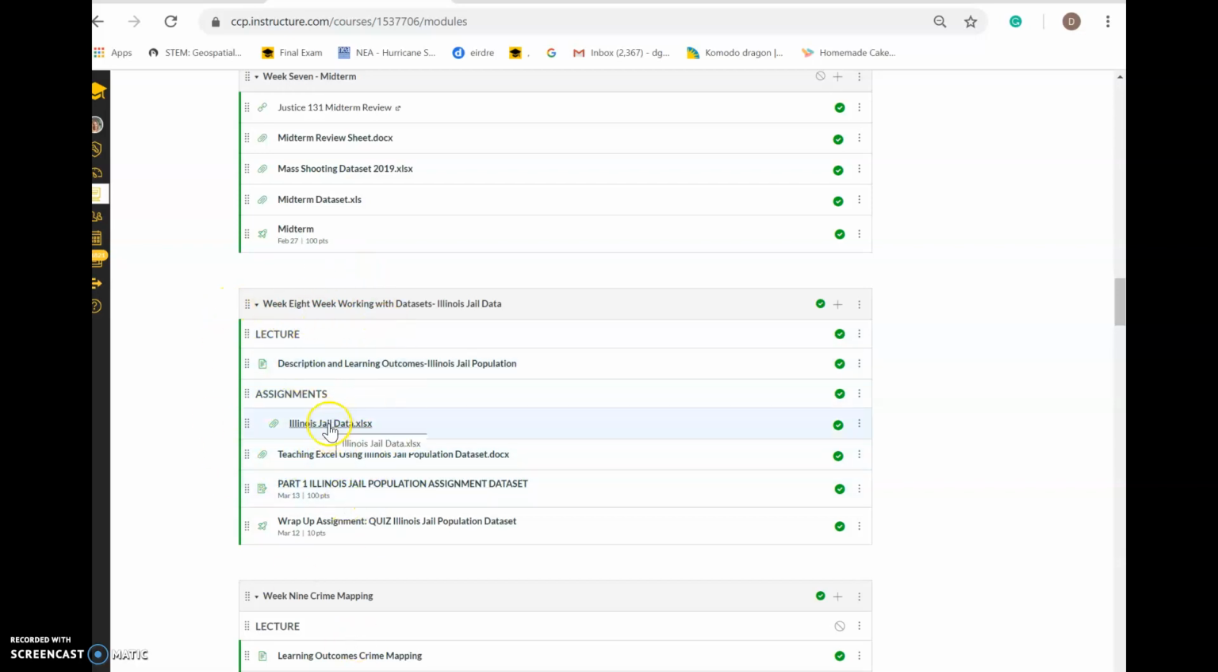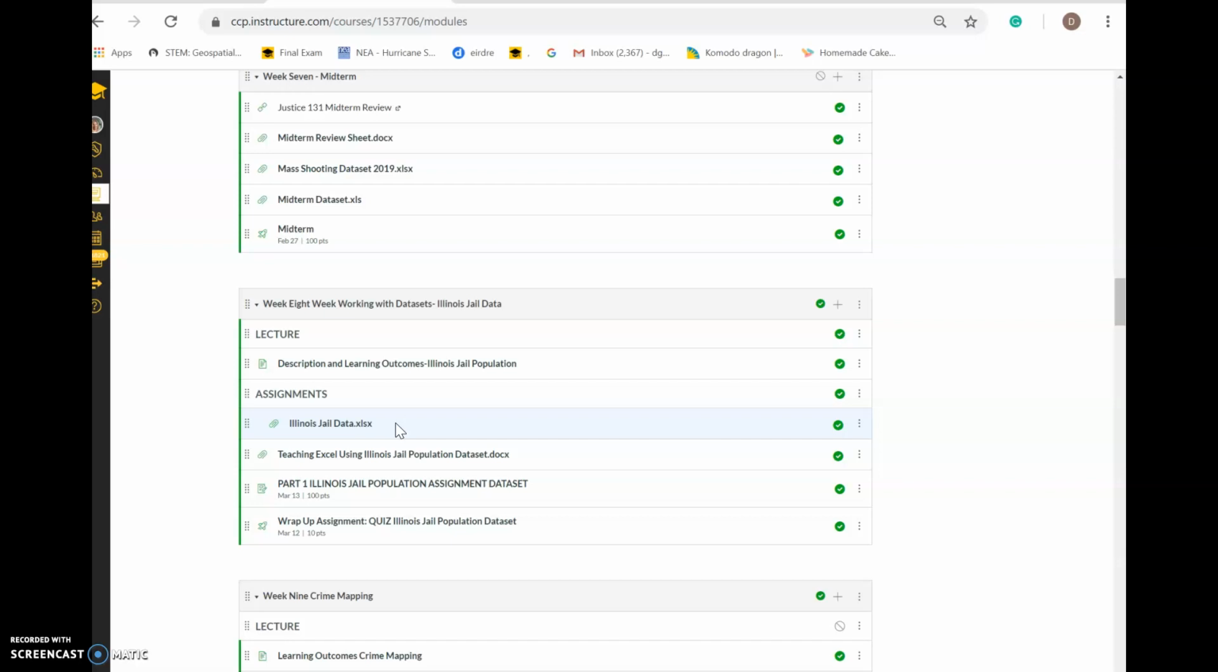Here is your data set, here is your assignment, here is where you will of course upload your assignment with your Excel sheet, and then here is a quiz on the Illinois jail population data set. I know that we have covered data sets extensively, but it is an important tool for you, especially because you'll be using this in your final project. So we really want to ingrain the tools that you will use.